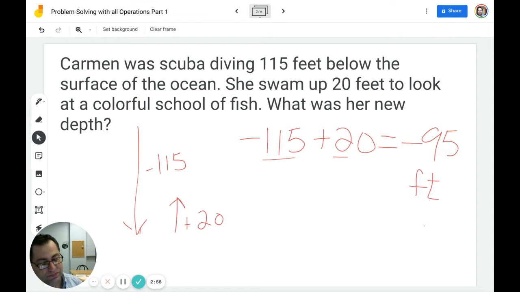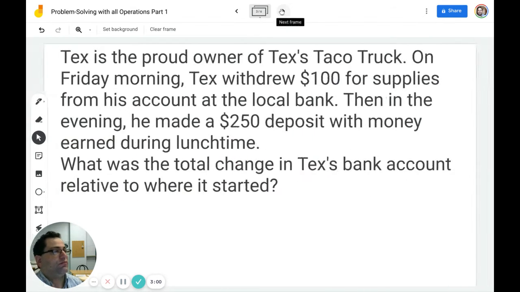Let's look at another one. It says here, Tex is the proud owner of Tex's Taco Truck. On Friday morning, Tex withdrew $100 for supplies from his account at the local bank. Then in the evening, he made a $250 deposit with money earned during lunchtime. What was the total change in Tex's bank account relative to where it started?